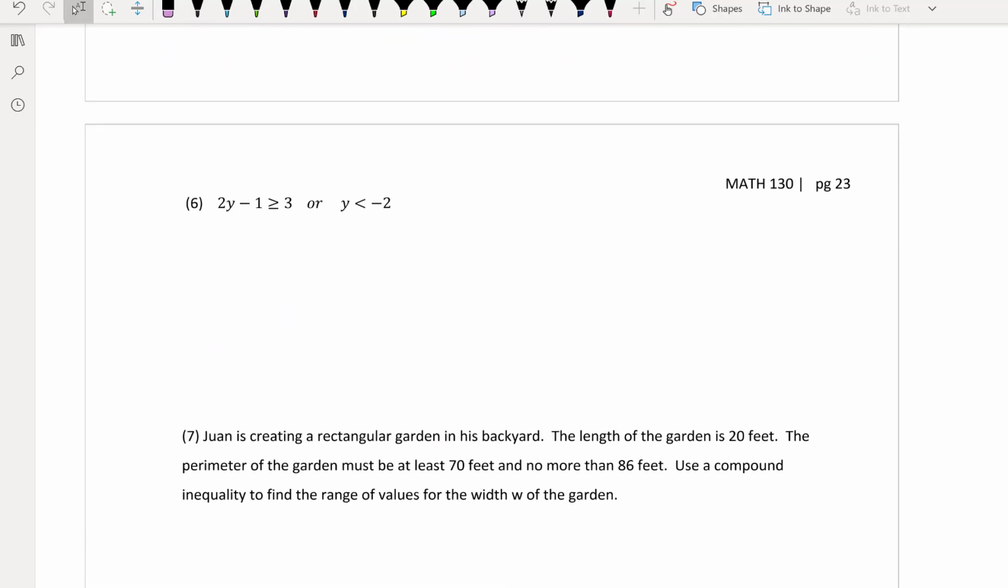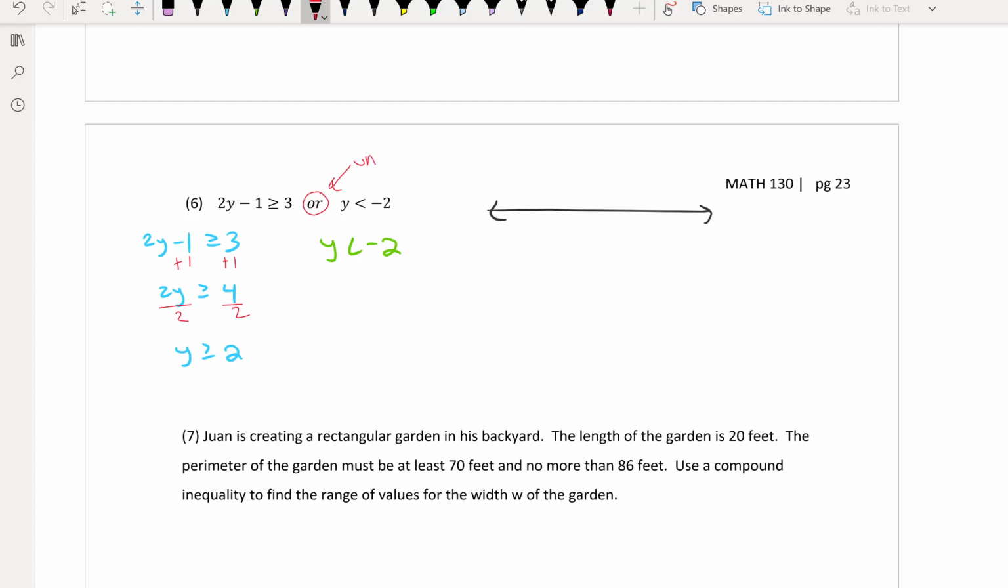So let's see what happens with number 6. I'm going to look at my first equation, 2y minus 1 greater than or equal to a positive 3. I'm going to add 1 to both sides, so that 2y is greater than or equal to 4. To get the y by itself, divide by 2. So I get y is greater than or equal to a positive 2. Now I have y is less than negative 2. There's nothing I need to do to simplify that, so that's perfect. But remember that or is the union, which means everything.